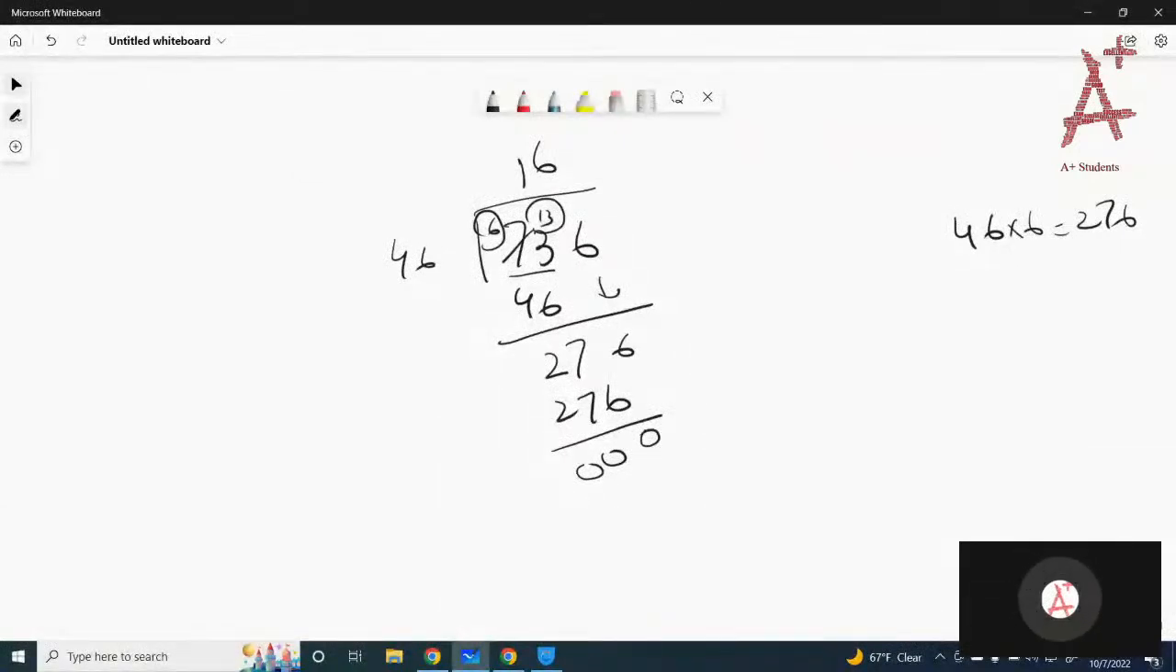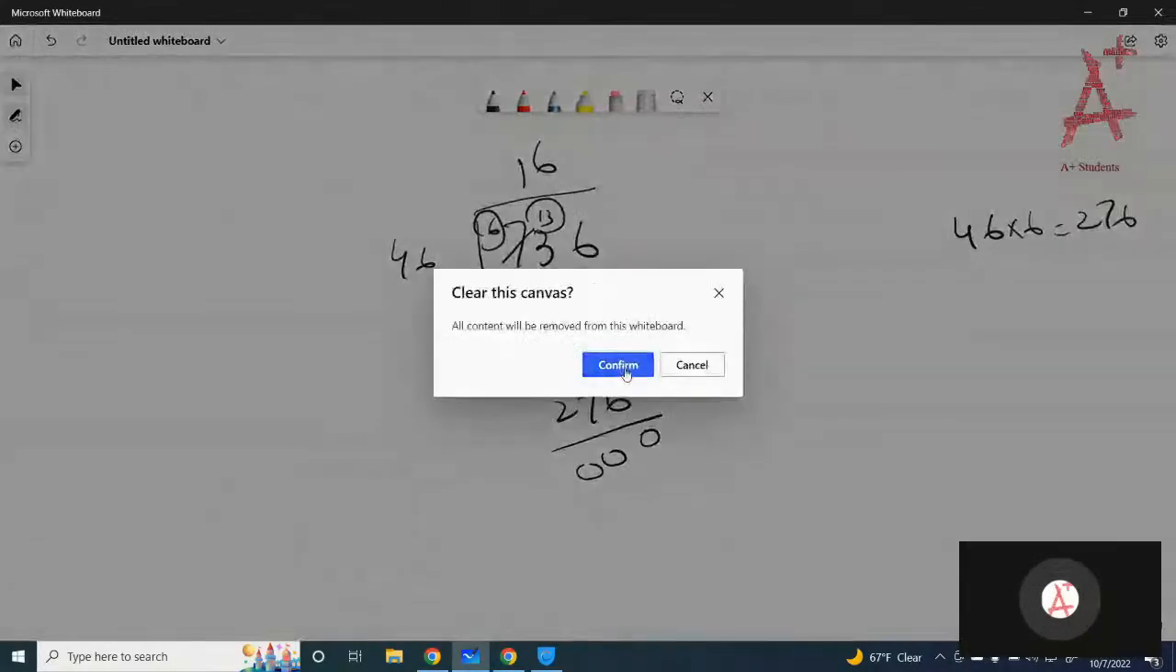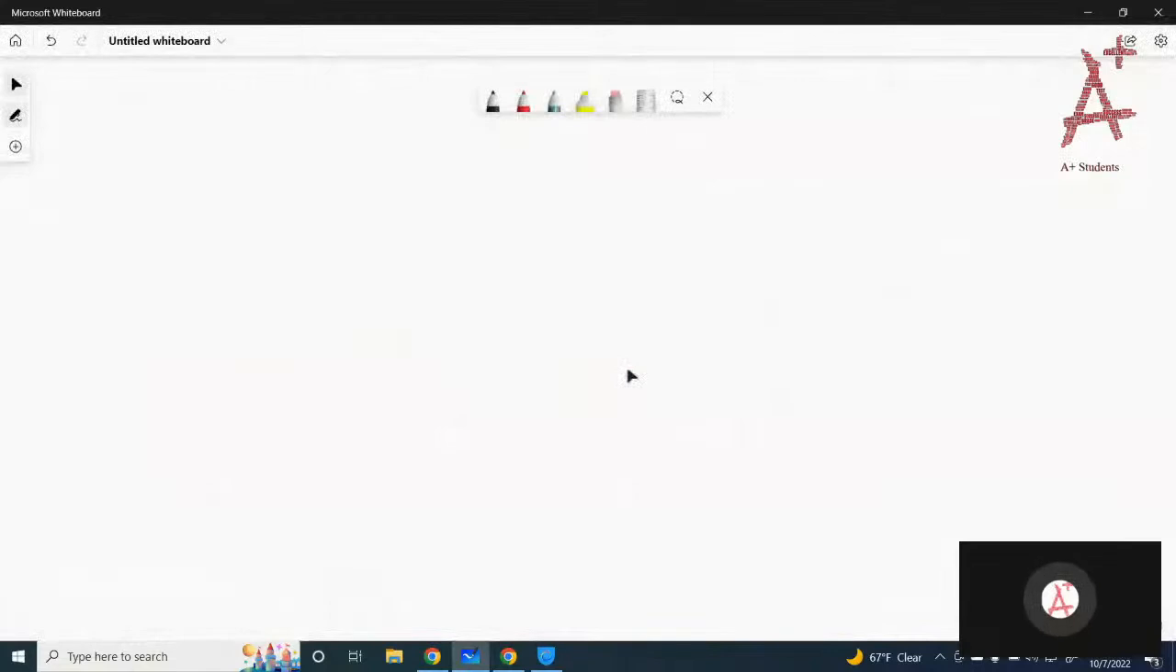Okay, the next question, listen to me carefully. A radio station has $6,000 to buy new CDs. Each CD costs $2. How many CDs can the radio station buy? You have $6,000 to buy new CDs, and a CD costs $2. So you have to count how many CDs the radio station can buy.